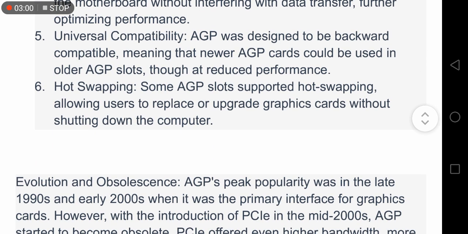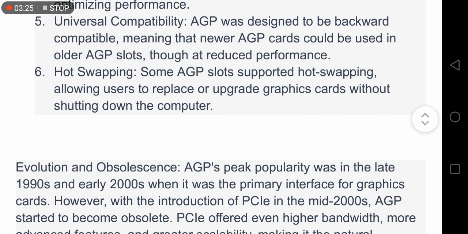Number 5. Universal compatibility. AGP was designed to be backward compatible, meaning that newer AGP cards could be used in older AGP slots, though at reduced performance. Number 6. Hot swapping. Some AGP slots supported hot swapping, allowing users to replace or upgrade the graphics card without shutting down the computer.